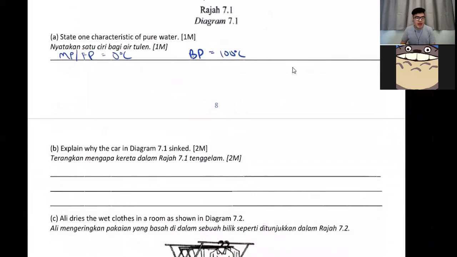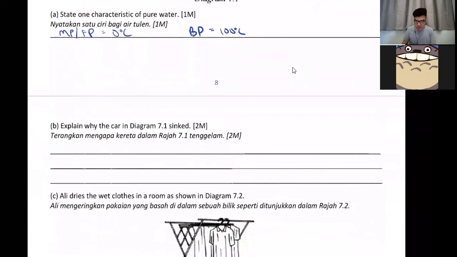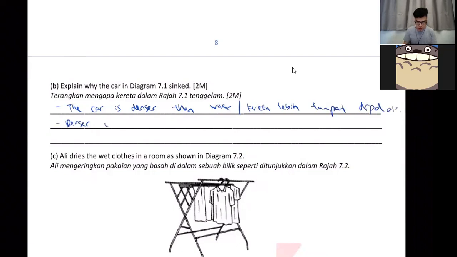Okay, question B. Explain why the car in diagram 7.1 sinks. Why is the car sinking here? When something sinks in water, it is because of density, right? Ketumpatan. So the car is denser than water. Kereta lebih tumpat daripada air. So a denser object sinks.